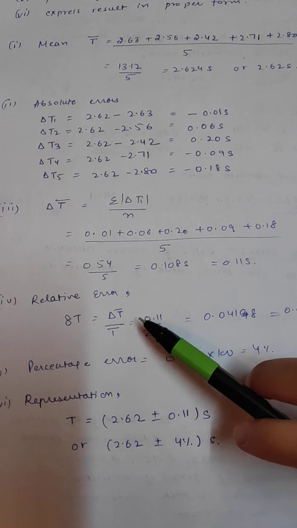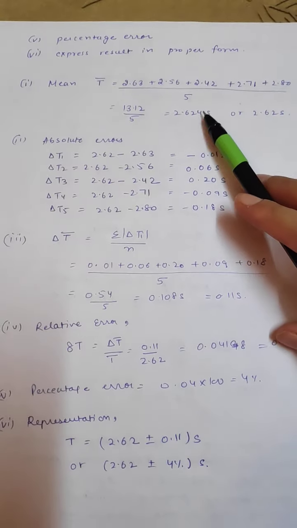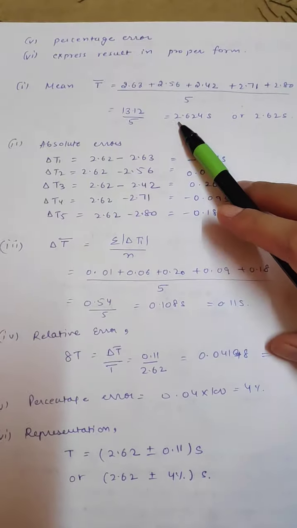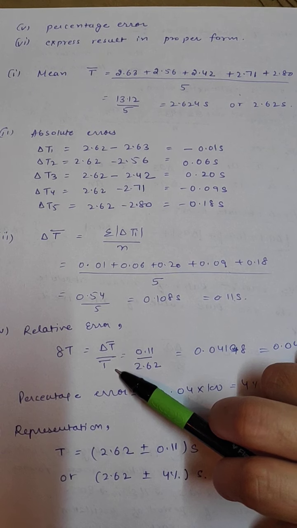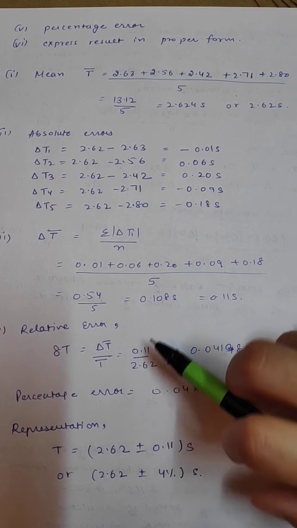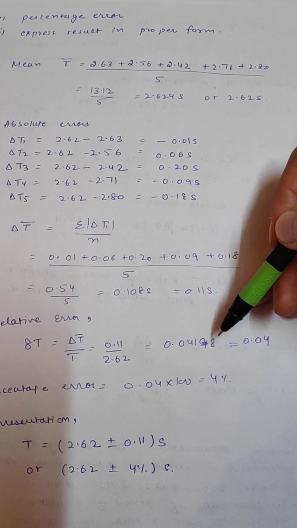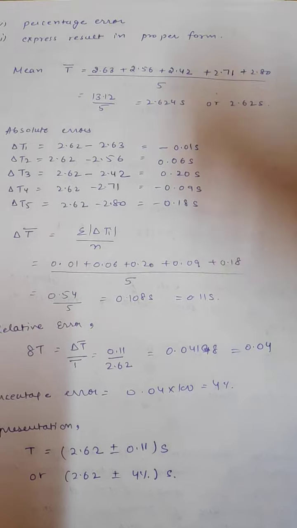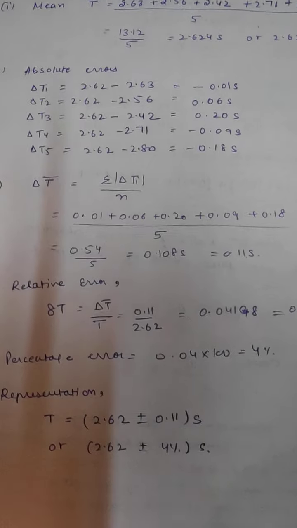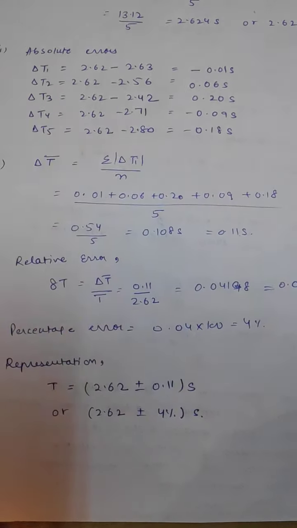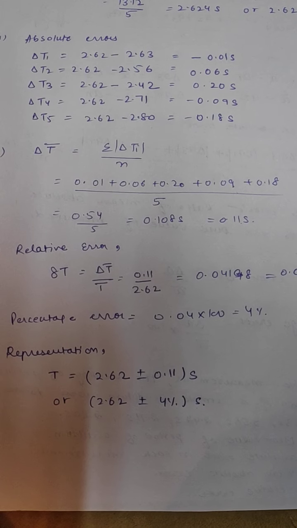Now the last is to find the relative error. How to find that? You will divide delta T bar by T bar, the mean absolute error by the mean. So delta T bar by T bar will be equivalent to 0.11 by 2.62, which is 0.0419. If you round off, you'll get 0.04. To find the percentage error, you will multiply it by 100 and you will get 4%.